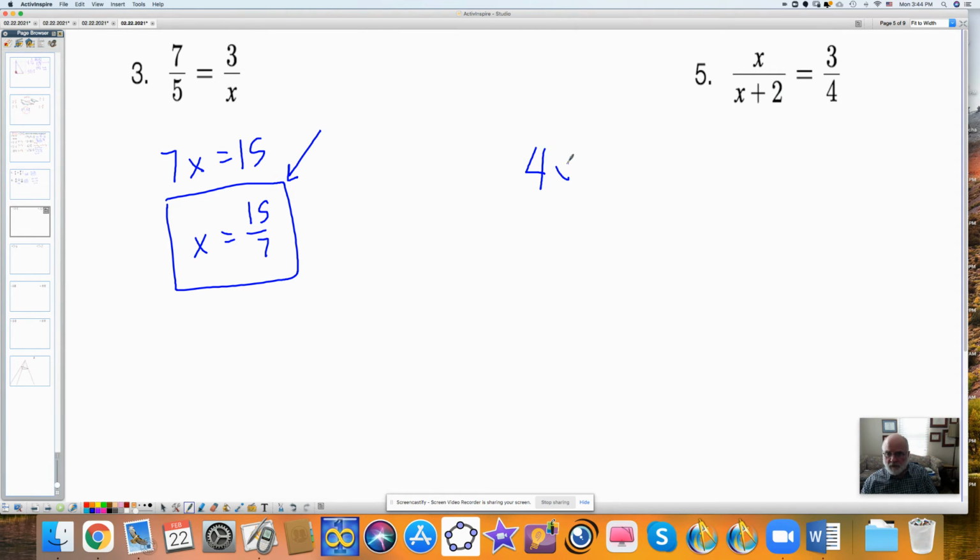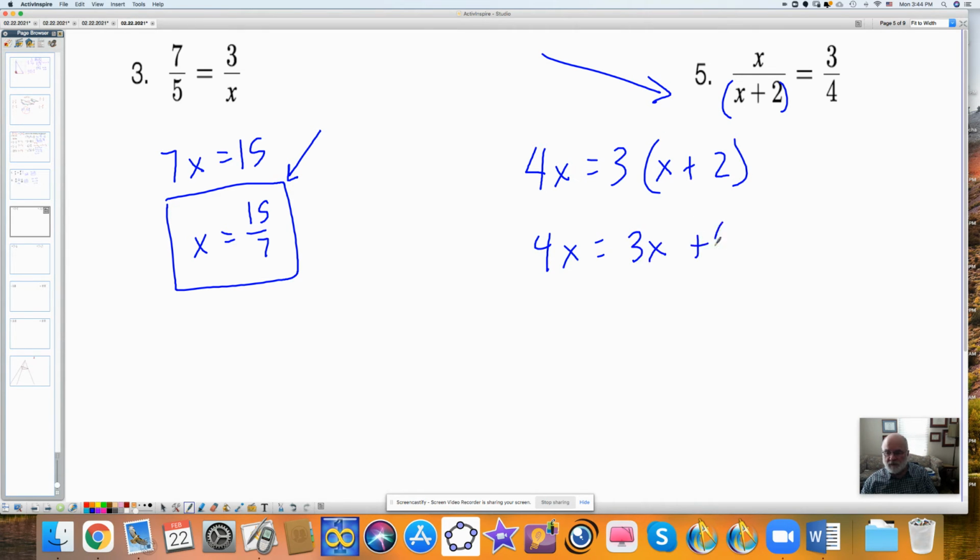Here I have 4x is equal to 3 times x plus 2. Uh-oh, what's wrong with that? Didn't group it. Make sure that you group this. So now I have 4x is equal to 3x plus 6, x is equal to 6.